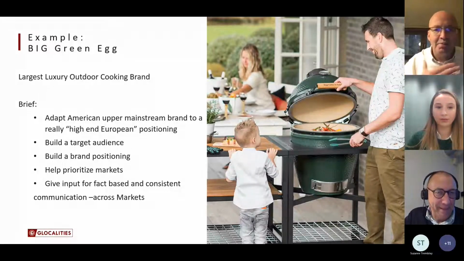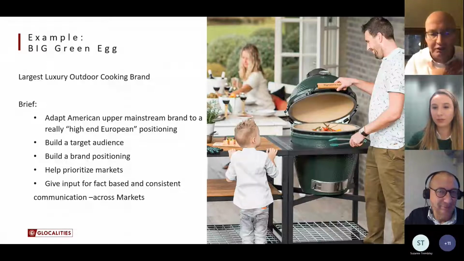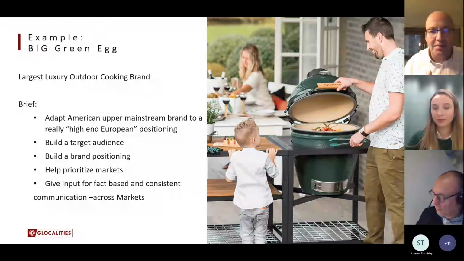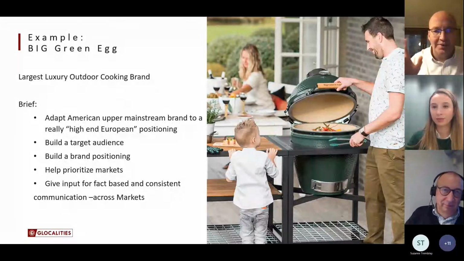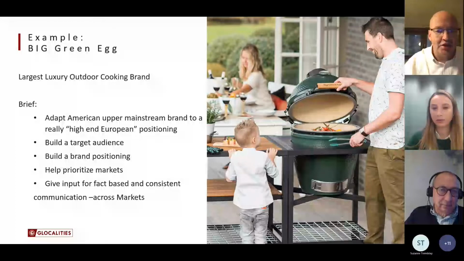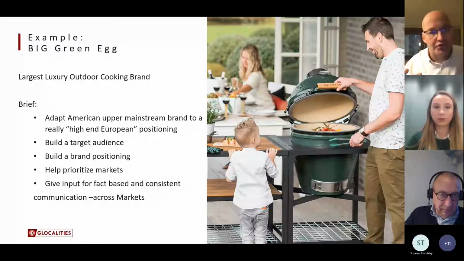Sure. Now I'm a personal big fan of the Big Green Egg myself, and in America it has a very cult-like following, and it's expensive in the US, but in Europe it's really, really expensive. And we had to find a new target audience for them, and this is how we went about it, looking at social cultural differences.